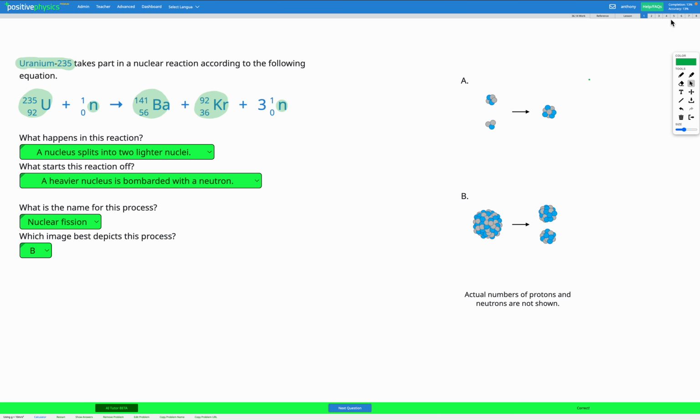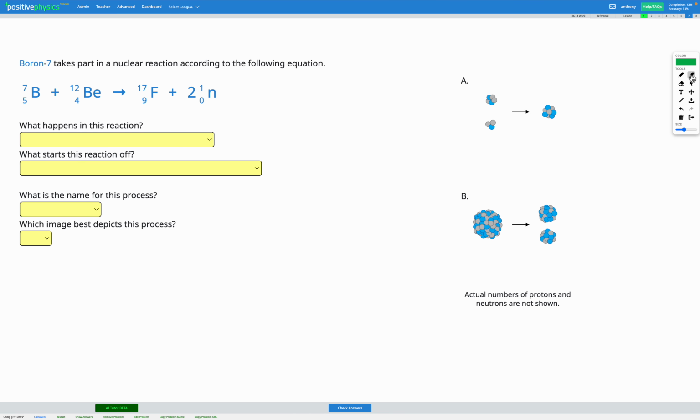Let's do another question of this type. In this question, we have boron-7 taking part in our nuclear reaction. We can see we've got boron to start with, and we're adding beryllium. We're ending up with fluorine. So looking at our mass numbers there, we had 7 protons and neutrons in boron. It's added to beryllium, which has 12 protons and neutrons, and it forms fluorine, which has 17 protons and neutrons. So those 2 smaller atoms are combining to form fluorine, the bigger atom, and we have 2 neutrons released as well. So what happens in this reaction?